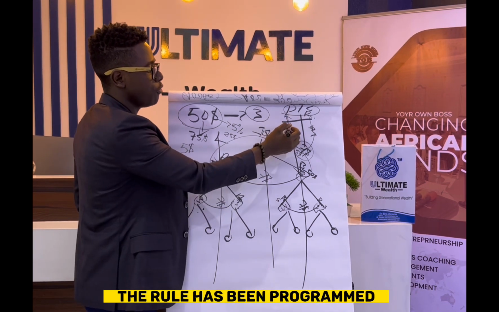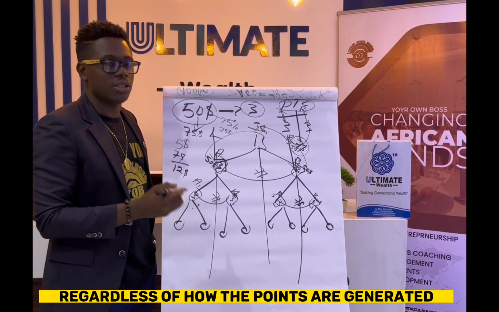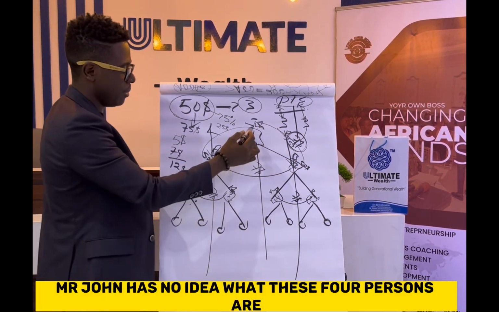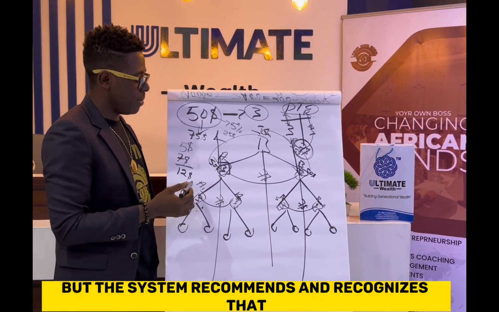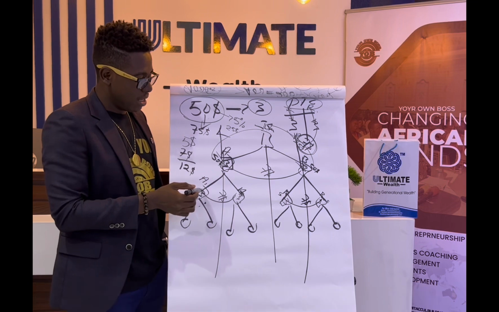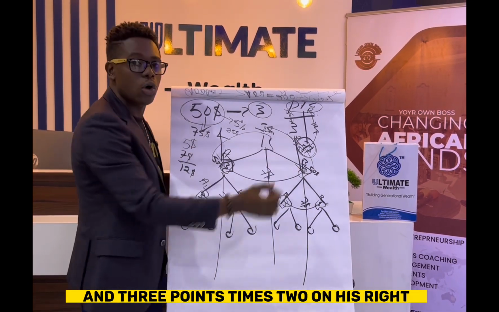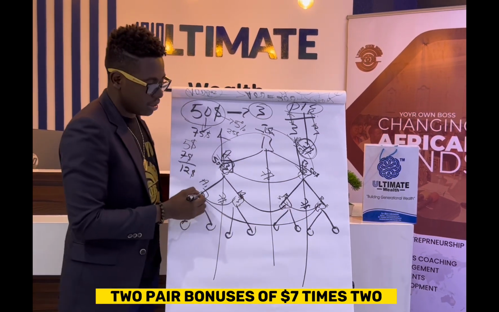I'll bring you back to the rule. The rule has been programmed for every 3 points left and right. Regardless of how the points are generated, the system will pay a pair bonus of $7. Mr. John has no idea who these 4 persons are, but the system recognizes that there are 3 points times 2 on his left and 3 points times 2 on his right. So this is going to pay him 2 pair bonuses of $7 times 2.